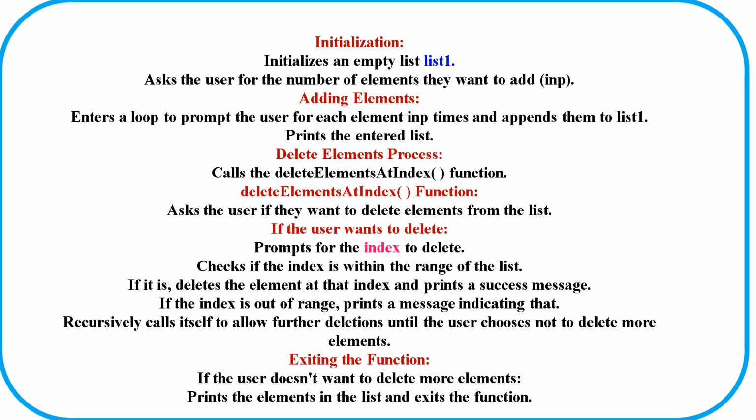Delete elements at index function asks the user if they want to delete elements from the list. If the user wants to delete, prompts for the index to delete. Checks if the index is within the range of the list. If it is, deletes the element at that index and prints a success message. If the index is out of range, prints a message indicating that. Recursively calls itself to allow further deletions until the user chooses not to delete more elements. Exiting the function. If the user doesn't want to delete more elements, prints the elements in the list and exits the function.